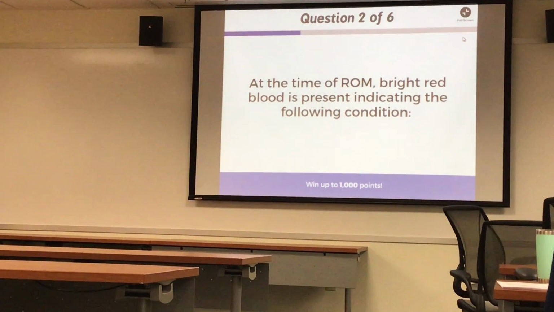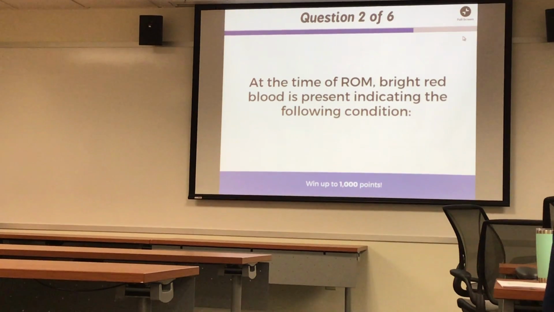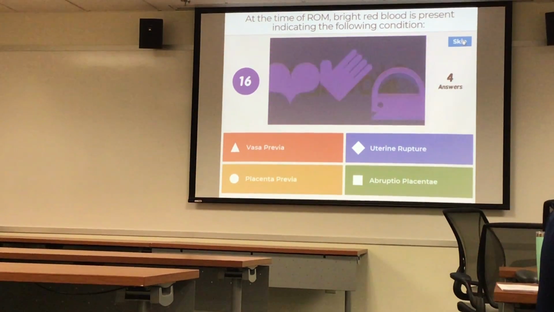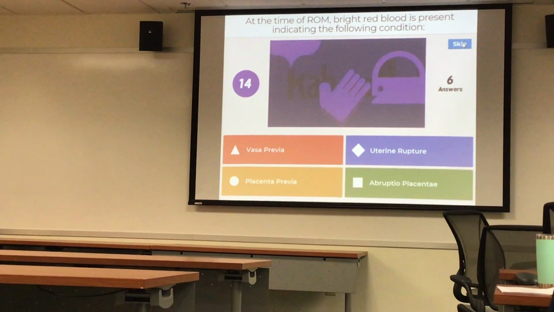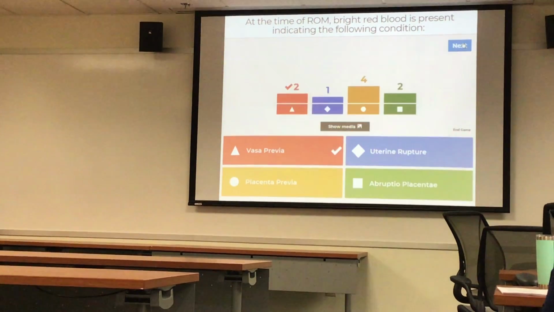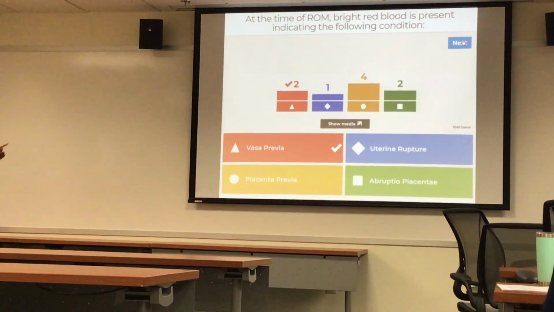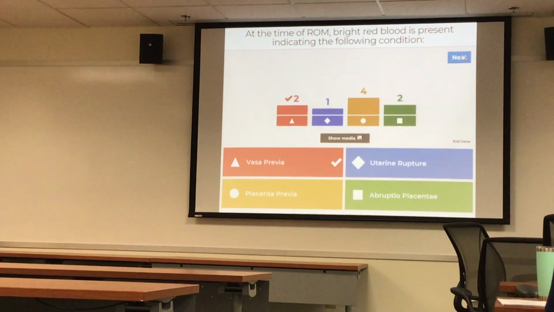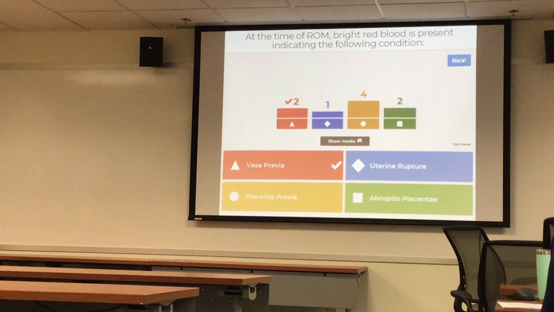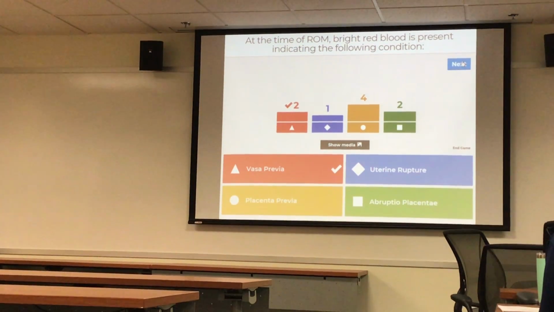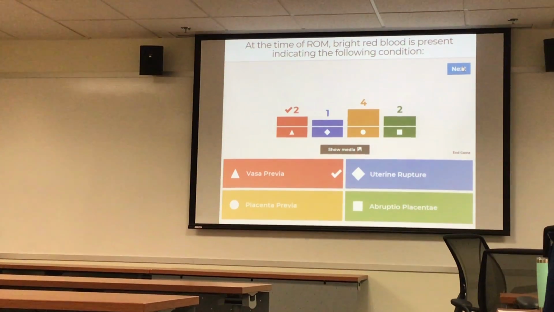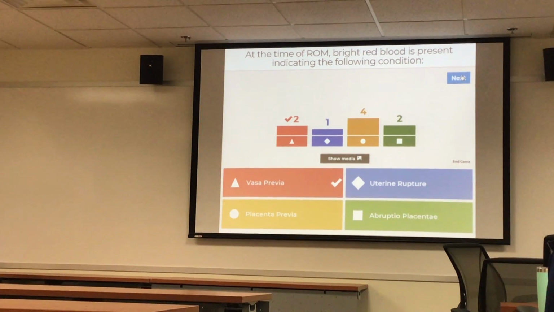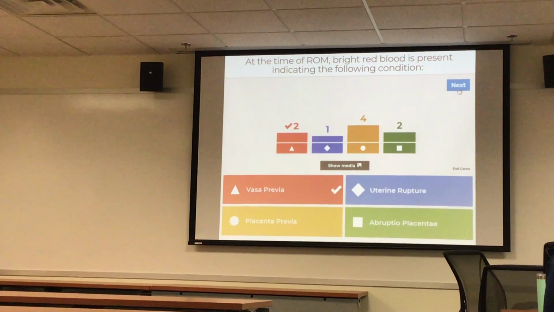At the time of rupture of membrane, bright red blood is present, indicating the following condition. Right. So that's vasa previa. When we remember that, number one, Wharton's jelly is missing, so the cord is easily able to be lacerated, and also it's covering the cervical os. And when they go to rupture the membranes, you will see bright red blood with vasa previa.